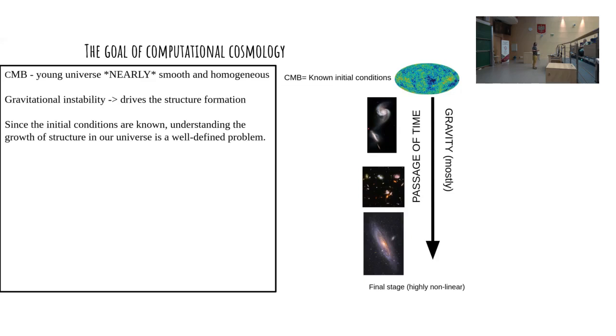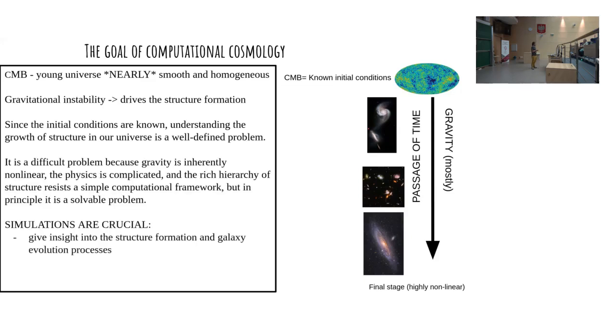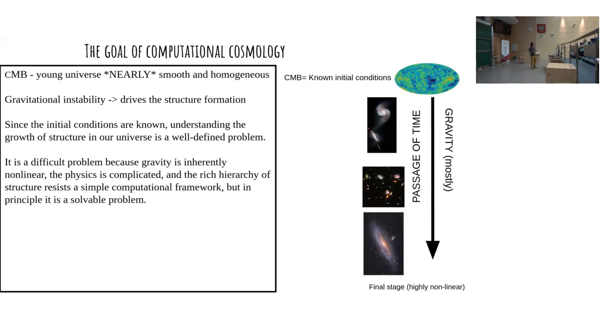So since the initial conditions are known, understanding global structure in our universe is a well-defined problem. However, it's a difficult problem because gravity is inherently non-linear, the physics is complicated, and the rich hierarchy of all the structures resists a simple computational framing. But in principle, we have a solvable problem on our hands.